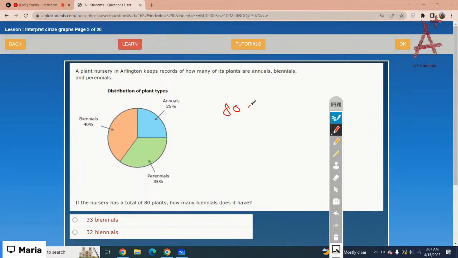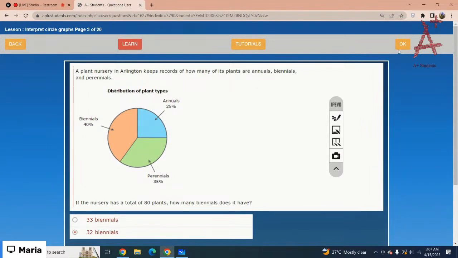So it would be 80 times 40 over 100. 8 times 4 is 32. That means 40% of 80 is 32. So 32 plants are biennials. The correct option is 32.